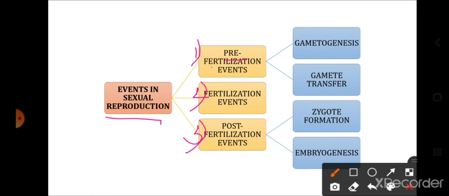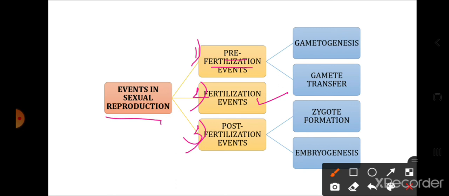First is pre-fertilization, pre means before. Before what? Before fertilization. So, all the events prior to the fertilization are called the pre-fertilization events. The second one is fertilization, that is the fusion of the gametes.